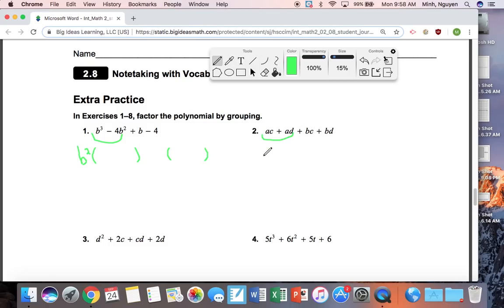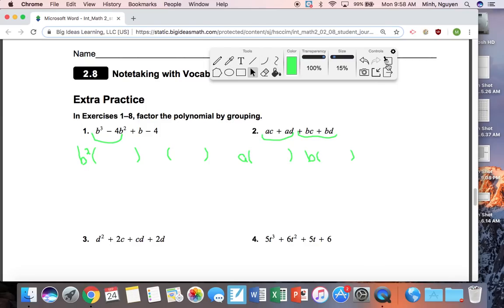Here, what can I factor? You could factor an a from this. What could you factor from here? A b. Think about what goes inside there. Here, with d squared and 2c, we cannot factor anything from besides 1.